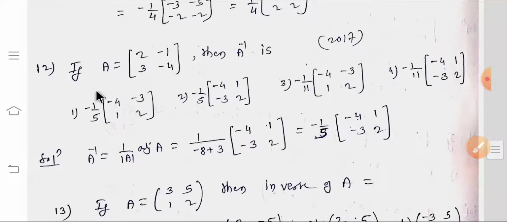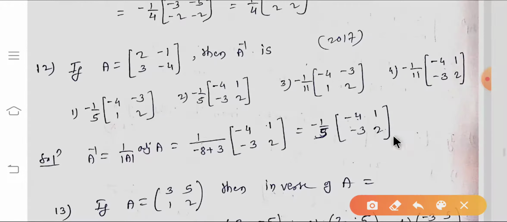One more example: suppose A is equal to 2 minus 1, 3 minus 4, then A inverse is? The formula is 1 by determinant times adjoint of A. For the determinant, the expansion is 2 times minus 4, that is minus 8, plus 3, giving minus 5. So the factor is minus 1 by 5. This minus 1 by 5 is there in the first and second options.